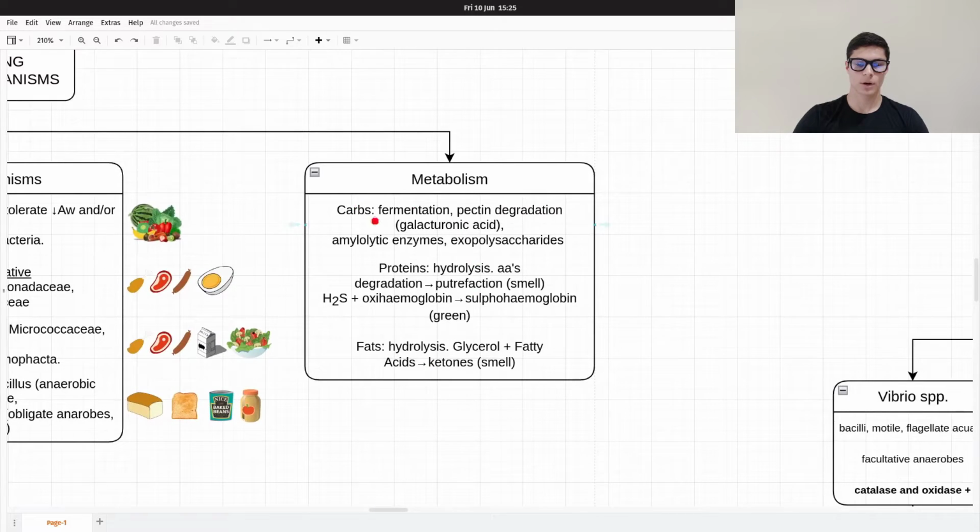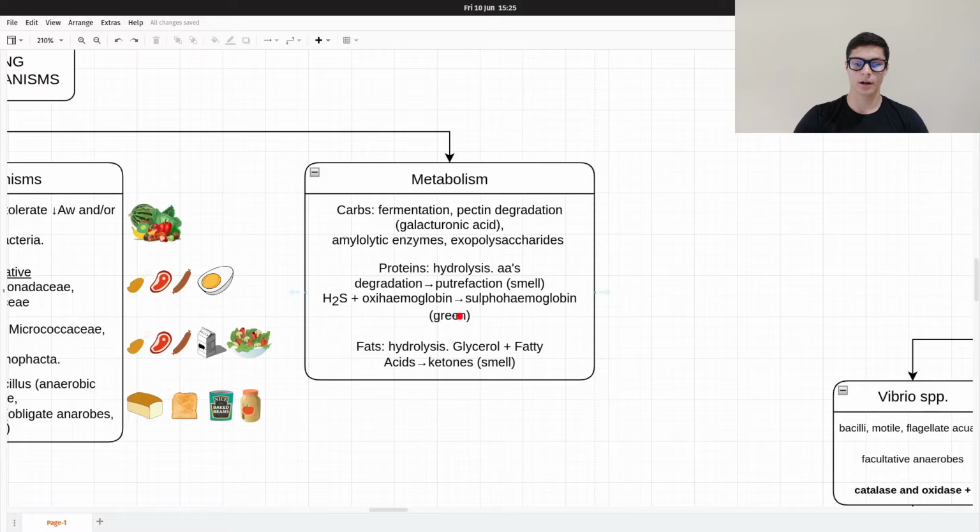The metabolism, well, the alteration of the carbs is because of fermentation. The pectin is degraded and galacturonic acid is created. Then amylolytic enzymes that break down the starch will act, as well as the exopolysaccharides. In terms of protein, we will see an attack by proteolysis, and the amino acid degradation will cause the putrefaction that will cause the smell.